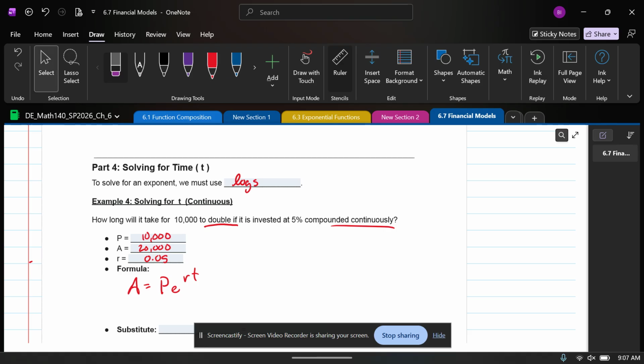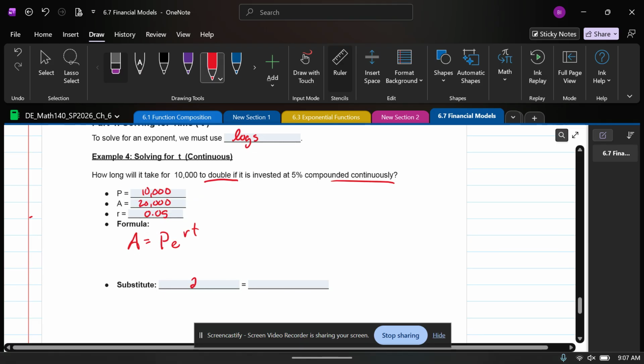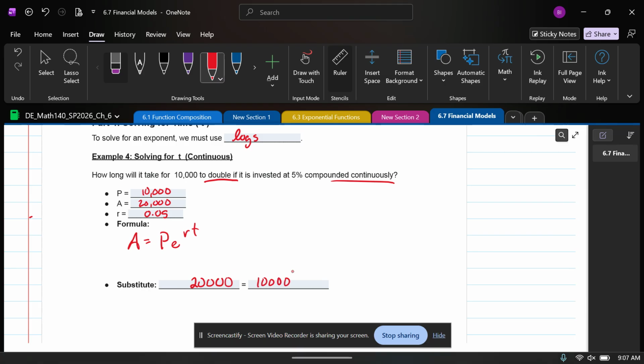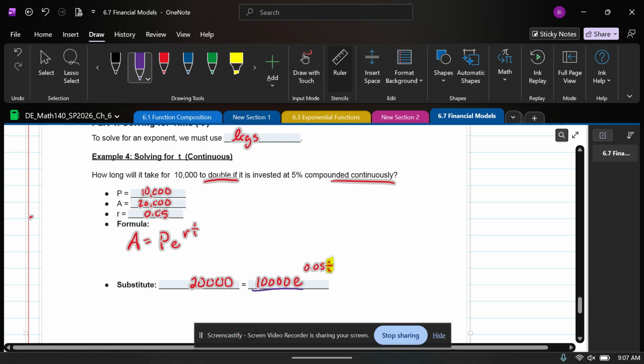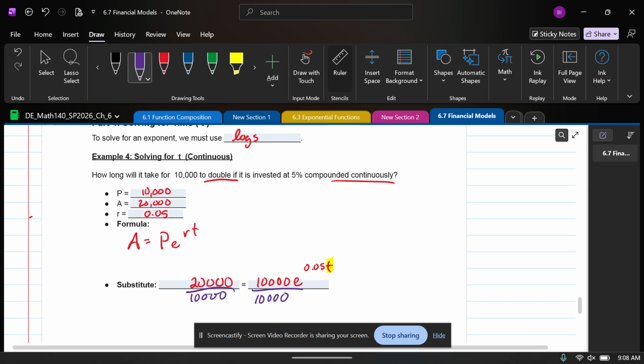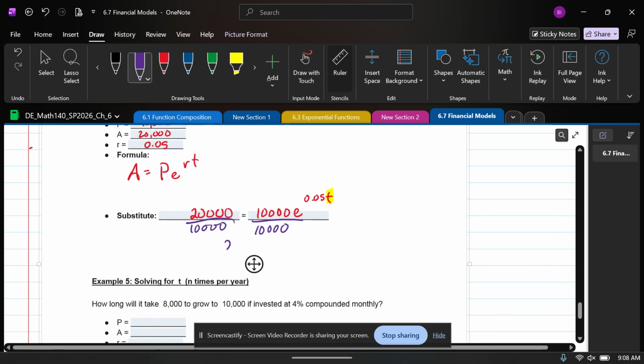So I'm going to plug all that stuff into my problem here. So I got 20,000 equals 10,000 e to the 0.05 t. We're trying to solve for t. We want to find out what t is there. So we've got to get the exponential part isolated first. So I'm going to get rid of that 10,000 by dividing by 10,000. So that's going to be 2 equals e to the 0.05 t.